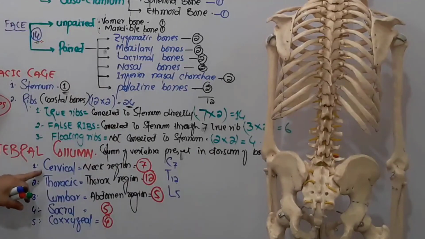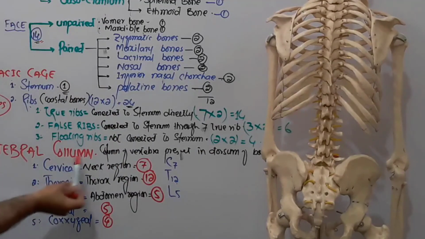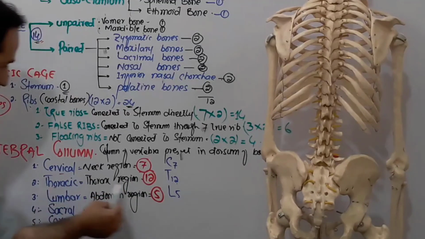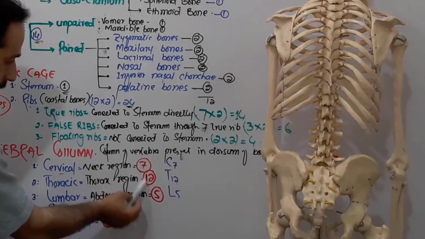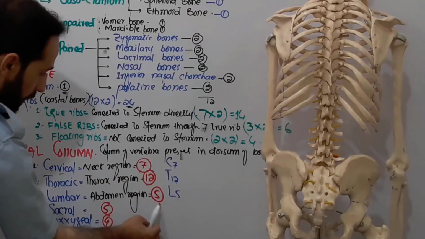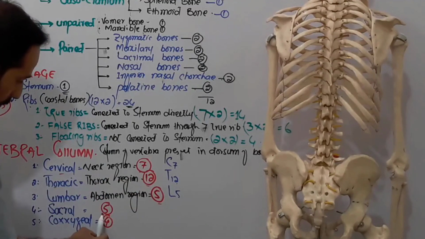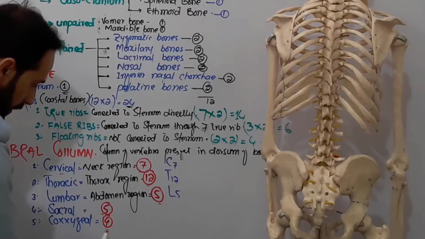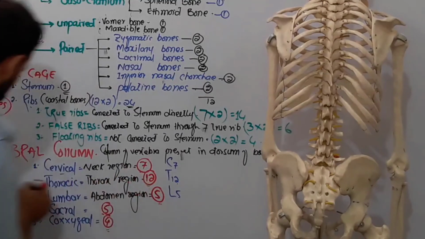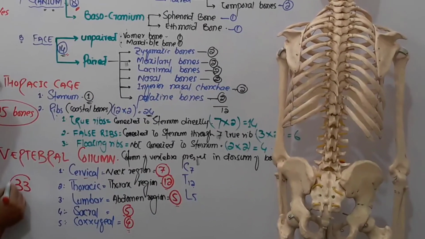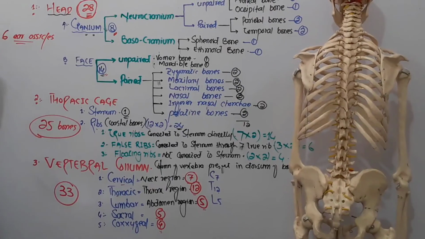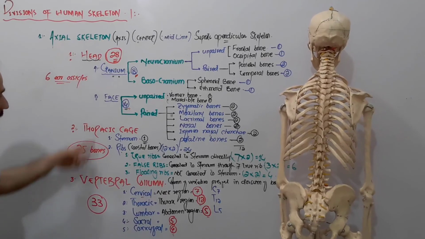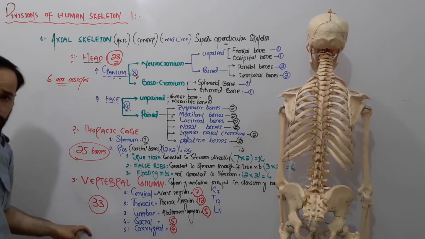Okay, so let's count these bones which are present in your vertebral column. We have cervical vertebra 7, thoracic vertebra 12, so how many total? 19. We have lumbar vertebra 5, 24. We have sacral vertebra 5, 29. We have coccygeal vertebra 4. Total 33 bones, right?